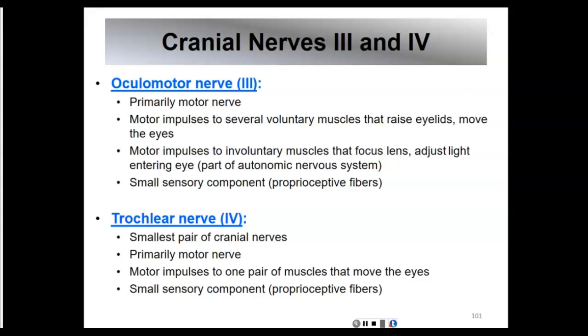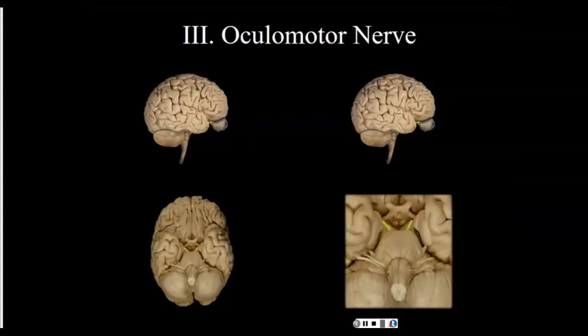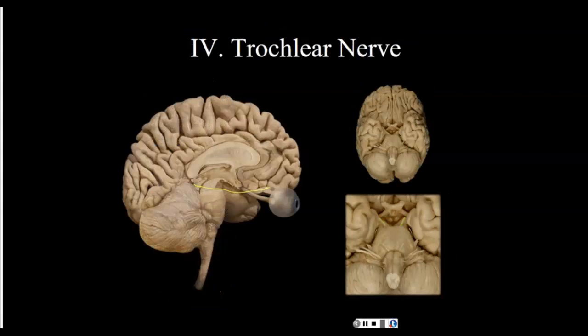Number 3 is oculomotor. It tells you in its name what it is. It has to do with the eyes and motor control. So voluntary muscles for eyelids and eyes are coming from number 3. Trochlear is number 4. This is a smaller pair. It's a motor nerve, and it's for impulses of muscles of the eye. There is oculomotor. There's trochlear.